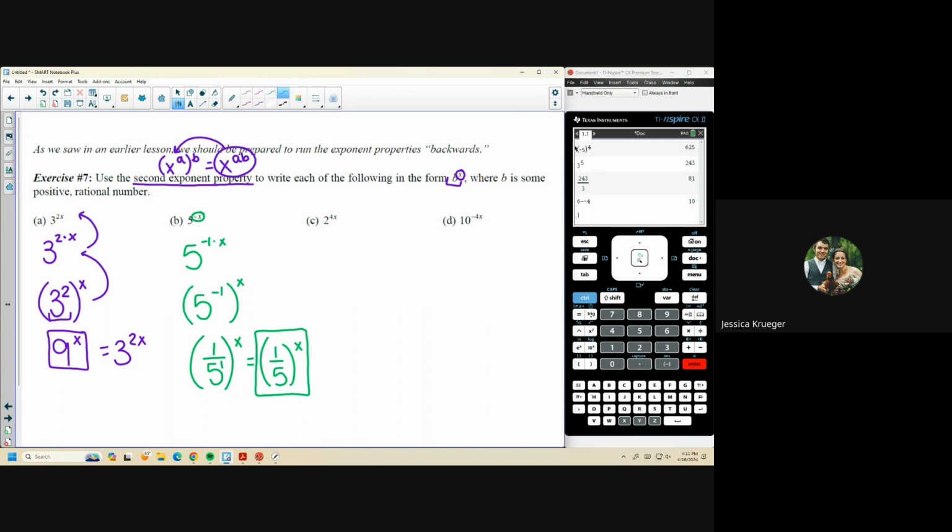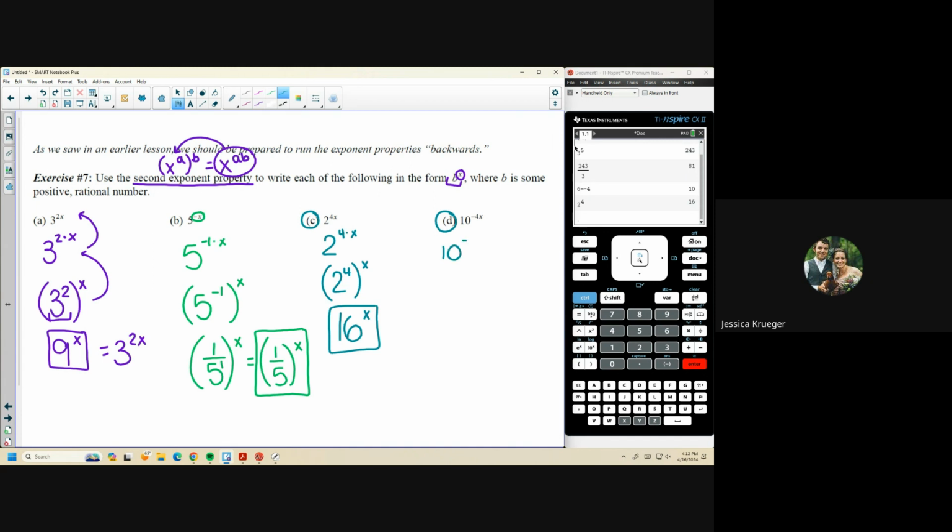Okay, pause the video and see if you can do C and D. For C, I've got 2 to the 4 times x. So I can rewrite that as 2 to the 4th to the x power. And then I can put 2 to the 4th right in my calculator and I get 16. So it's 16 to the x.